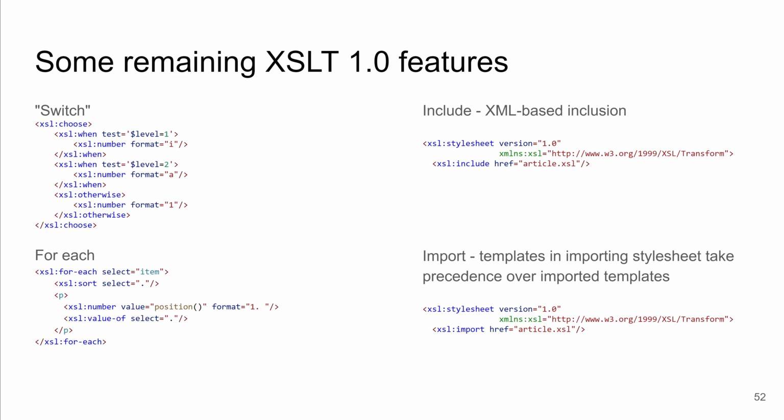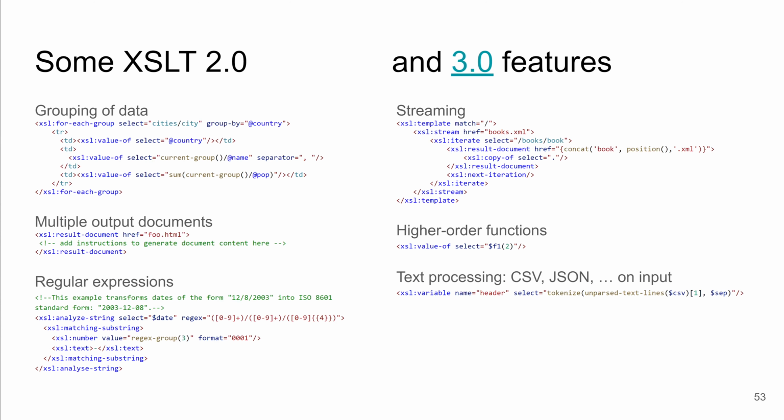So those are some remaining XSLT 1.0 features, and from XSLT 2.0, this is a selection of features that might interest you. For instance, if you were to output something grouped by a value of an attribute or an element. For instance, here we have a list of cities on the input and we want to output them grouped by a country. And there is a for-each-group construction for that.